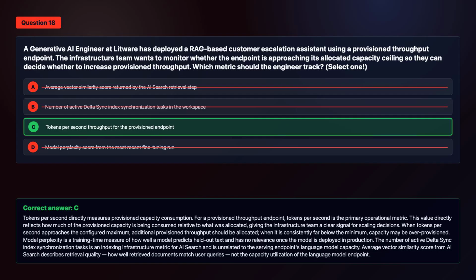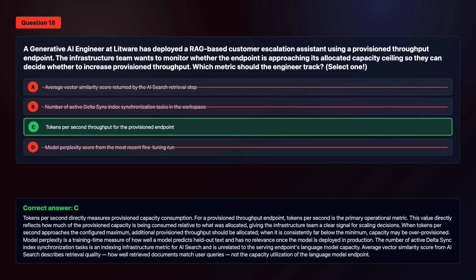When tokens per second approaches the configured maximum, additional provisioned throughput should be allocated. When it is consistently far below the minimum, capacity may be over-provisioned. Model perplexity is a training time measure of how well a model predicts held-out text, and has no relevance once the model is deployed in production.